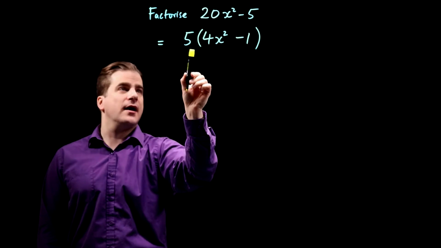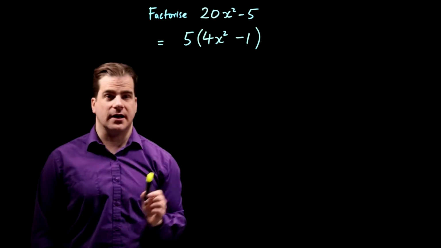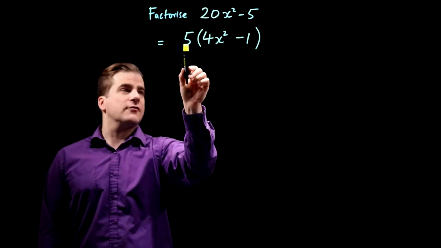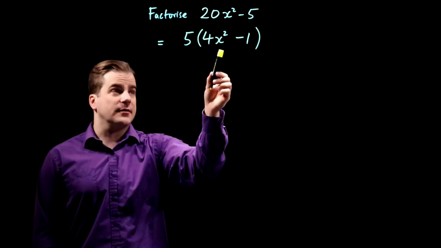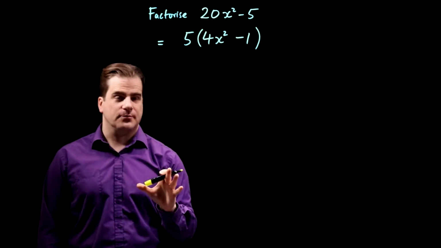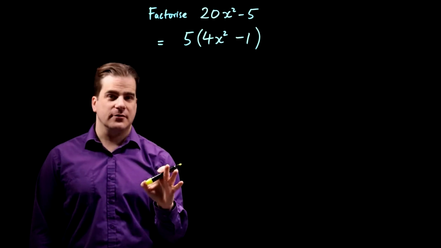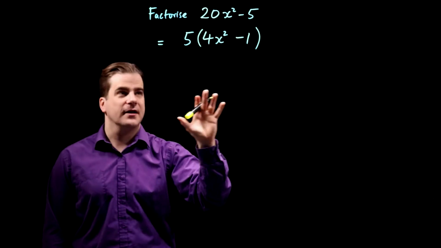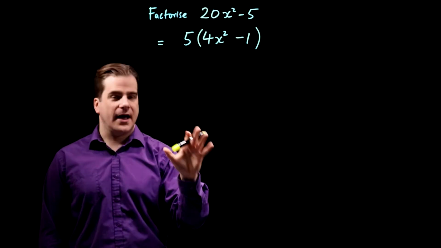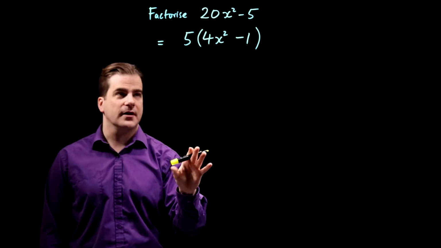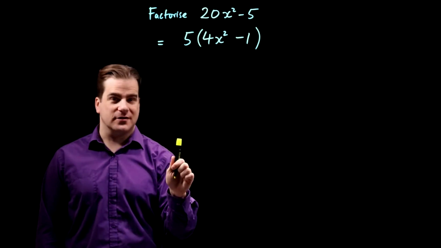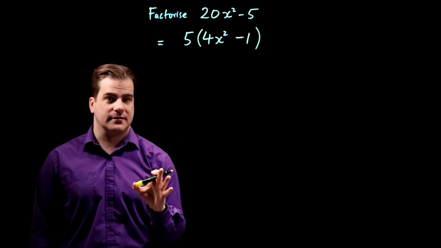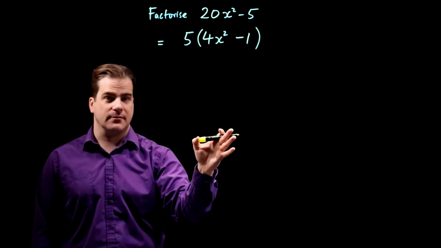You can check by multiplying out this bracket, to see if you get the original expression. 5 times 4x squared is 20x squared, and 5 times minus 1 is minus 5. So it's correct. Now, I wouldn't blame you if you thought that you would have finished the question at this point. However, we haven't, because we can do more. What you have to spot in this question is that 4x squared minus 1 is actually the difference of two squares. So we can keep going.